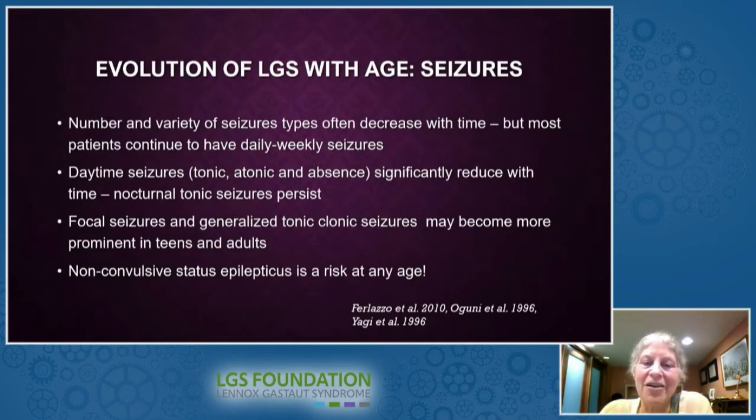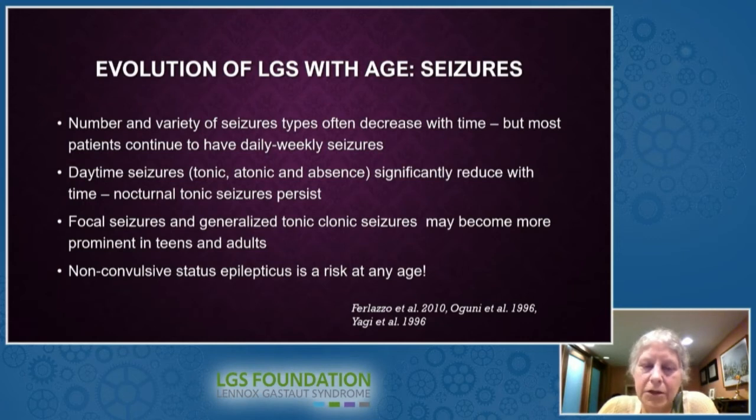So looking at how Lennox-Gastaut evolves over time, I think we need to be paying attention to this, because this is something that can be a little bit more challenging to definitively make this diagnosis in adulthood. So over time, we often see the number and variety of seizure types decrease with time. However, most patients continue to have very frequent seizures despite that. It's not that the seizures go away.